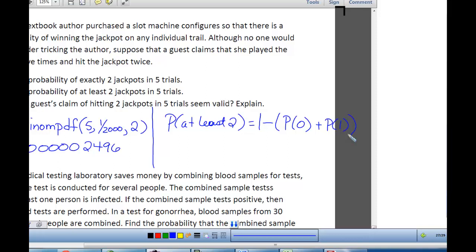Yes? Okay. How could I use my calculator to help me with this? The calculator will do both of these and add them up for me at the same time. So this might be where I would use binom CDF.